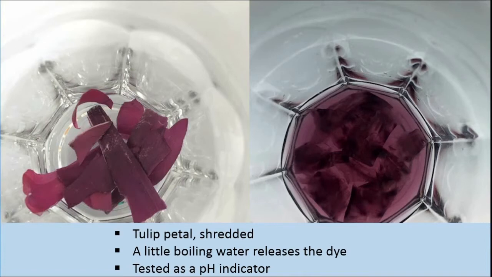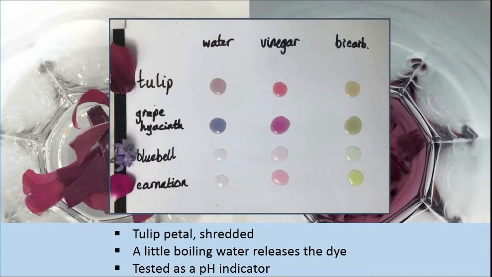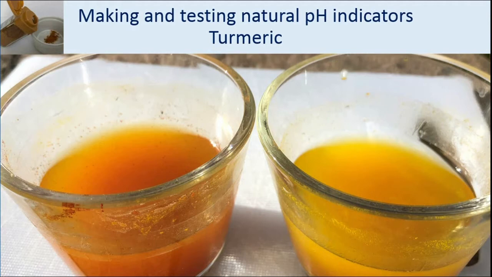If you don't have access to red cabbage, don't worry. Depending on the time of year, you could try out some flowers. This is another activity which could form the basis of a practical for home learning. Spices such as turmeric also make good indicators. As you can see, yellow for acidity and neutral, and bright red for alkaline conditions.